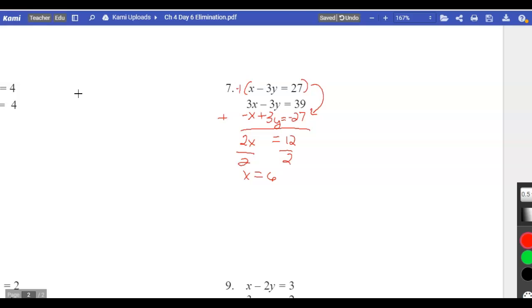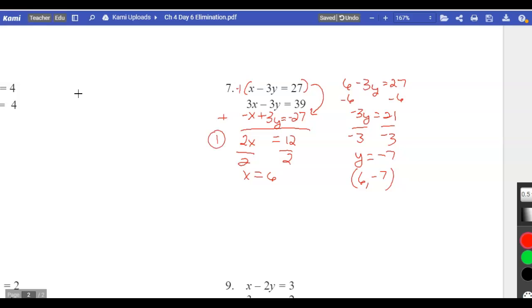So now I can plug that back in. So I have 6 minus 3y equals 27. Subtract 6. Negative 3y equals 21. Divide by negative 3. Y equals negative 7. So I get an answer of 6 comma negative 7. That's important. You guys highlight it, do whatever, and if we get to a quiz next week and you have to do all this work, I got to be able to see all your 4 steps.